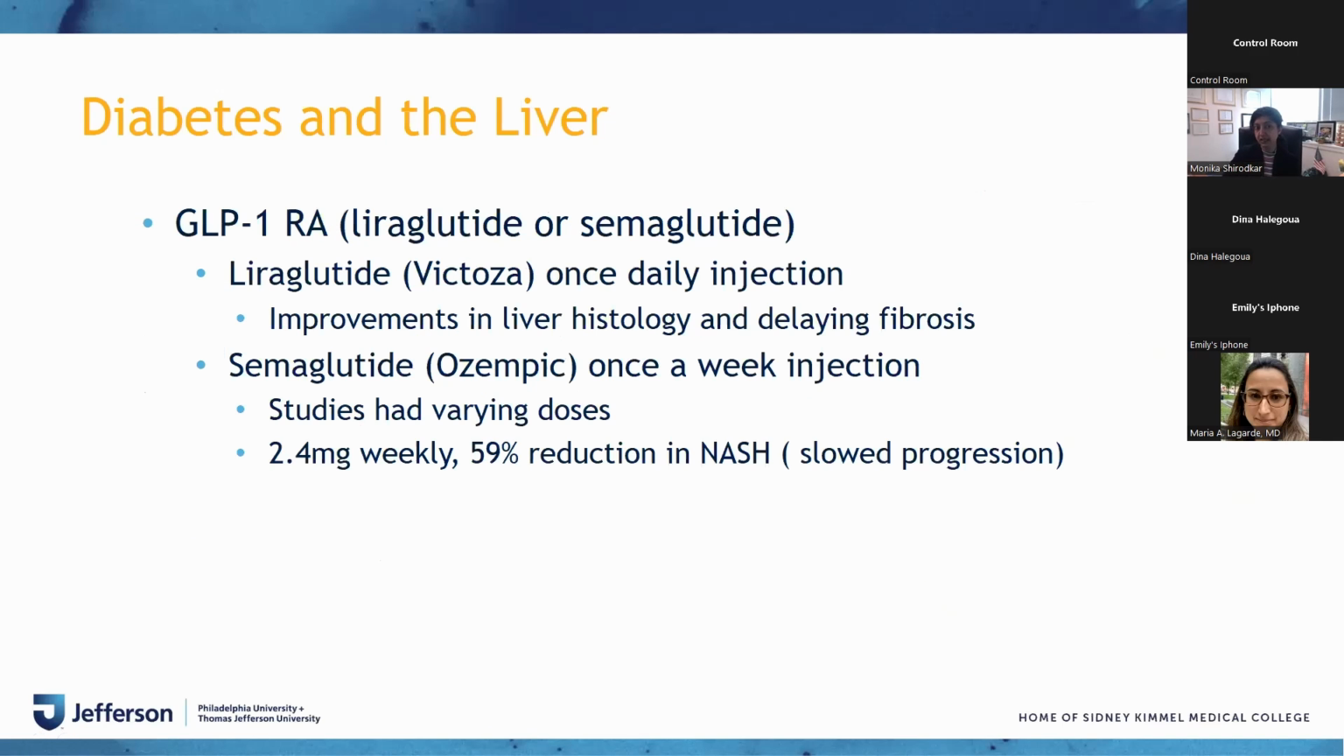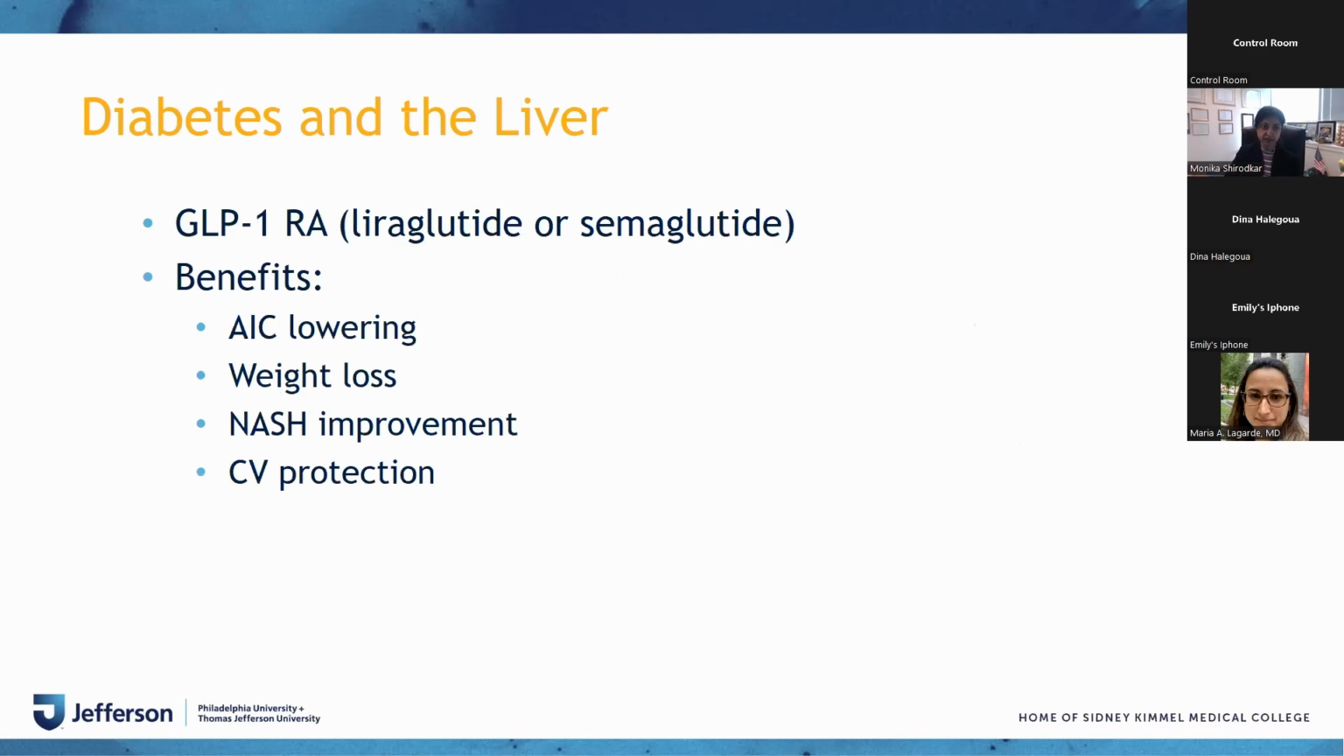The ones that were looked at in the study were Victoza, which is the once daily injection, which did improve liver histology. And then the Ozempic, which is a once a week, which also improved liver histology. Once again, at a different dose than we typically use in clinical practice, but experts believe that all of these agents are worthwhile using in underlying fatty liver.